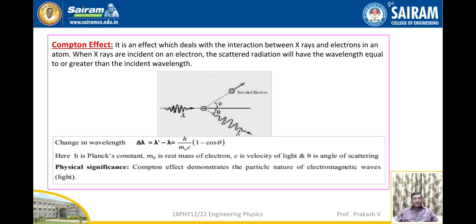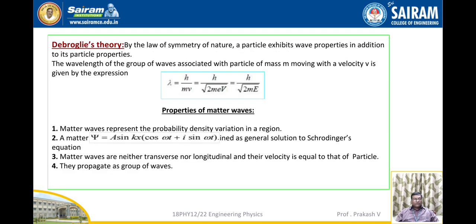And if we look at the physical significance, the Compton effect demonstrates the particle nature of electromagnetic waves or light. Next, now I want to tell you about de Broglie's theory. By the law of symmetry of nature, a particle exhibits wave properties in addition to its particle properties. So, similar to electromagnetic waves, particles also exhibit wave nature.